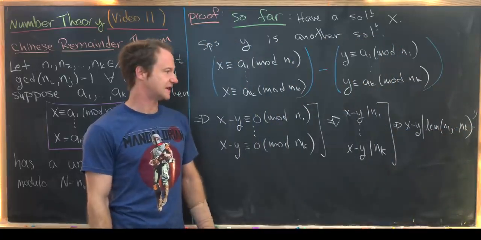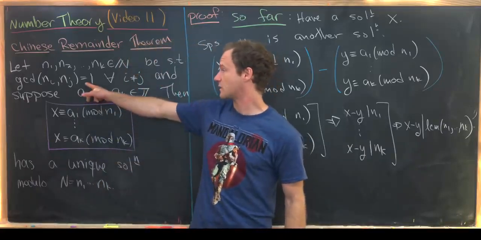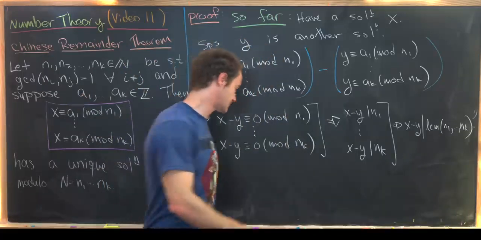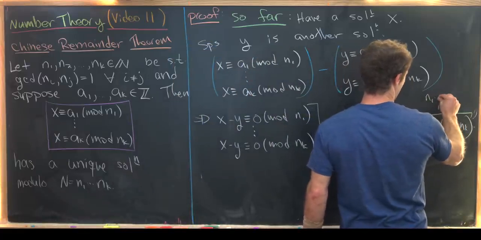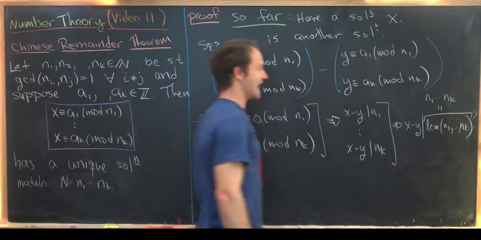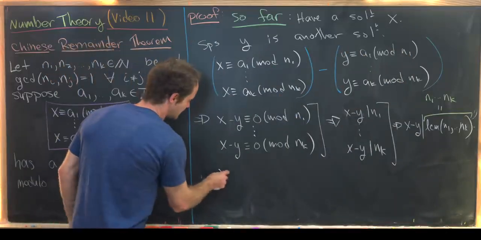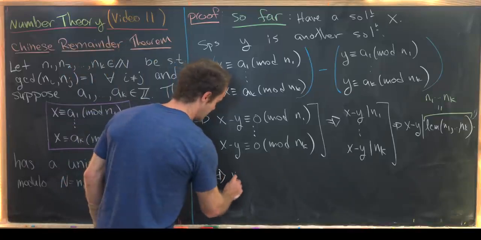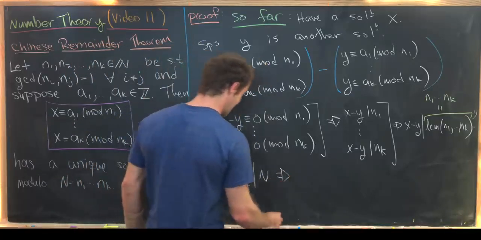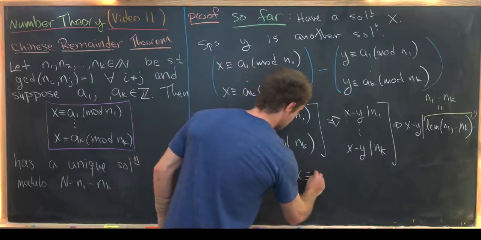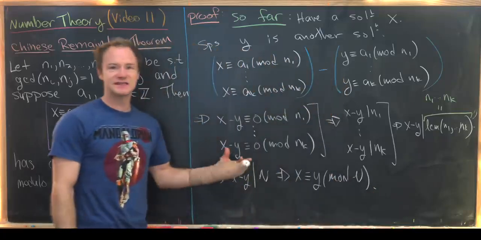But now we can easily finish this off. Since these ni's are pairwise relatively prime by our assumption, that means their least common multiple is just their product. So that means that their product n1 up to nk divides x minus y. But let's recall that we called that capital N. We have capital N divides x minus y, which is the same thing as saying x is congruent to y modulo capital N.